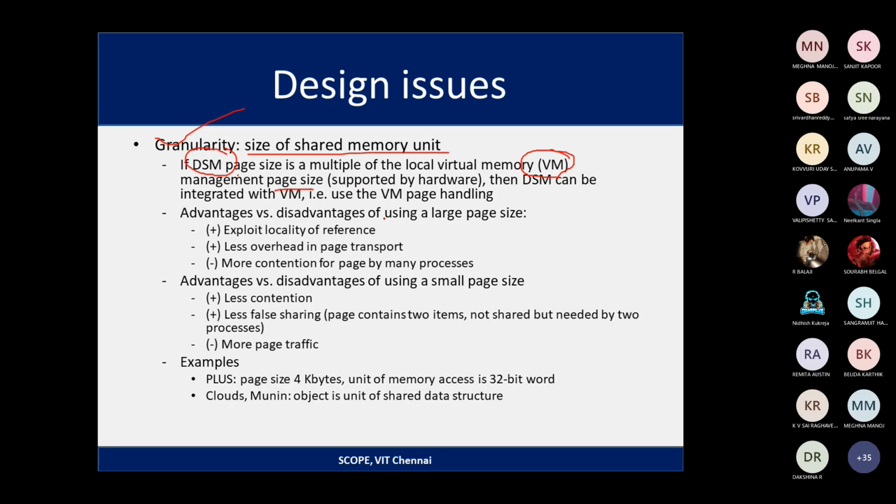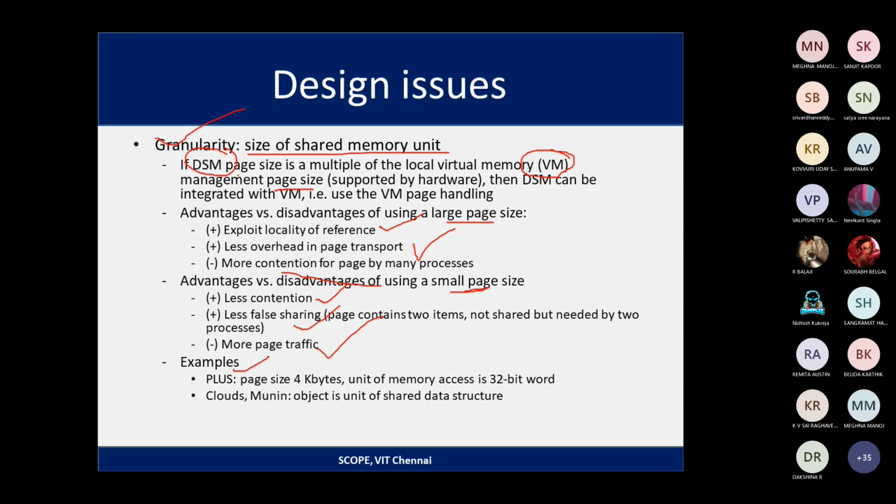There are advantages and disadvantages, because the page size can be either large or small. If we are using a large page size, the advantage is we can exploit locality of reference and there will be less overhead in page transport. The disadvantage of large page sizes is there will be more contention per page. If we are using a small page size, the advantages are that contention will be less and false sharing also will be less. The disadvantage is there will be more page traffic.